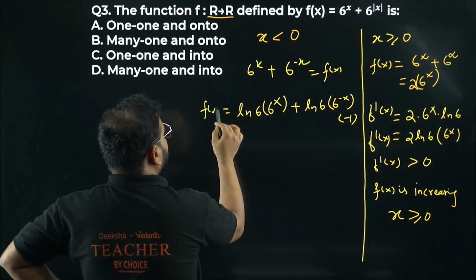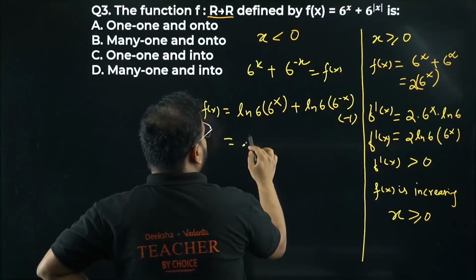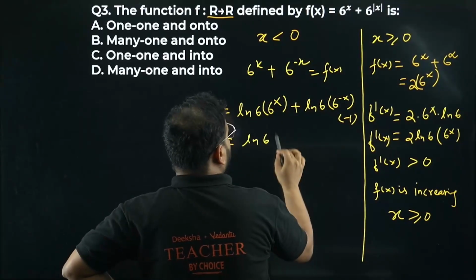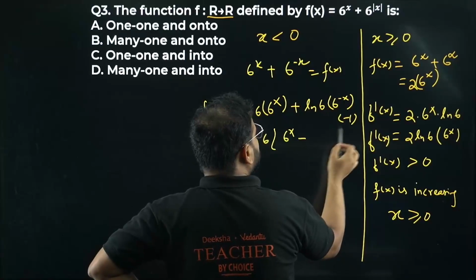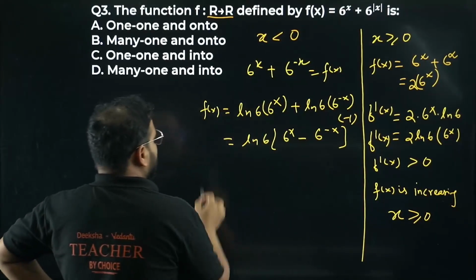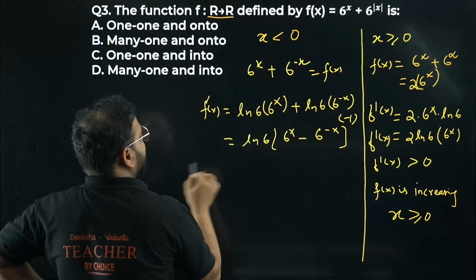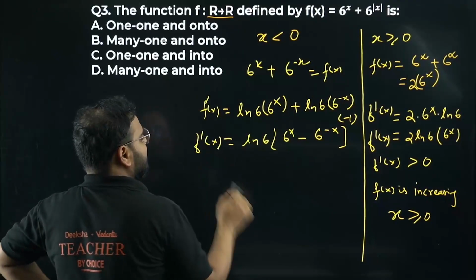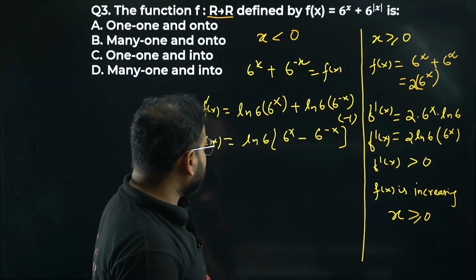Okay, check this out. I can take ln 6 common. I'm getting here 6 power x minus 6 power minus x, this sign will come here. This is my f dash of x, or the derivative. Okay, now let's look for the nature.